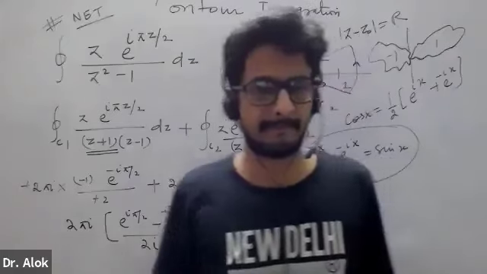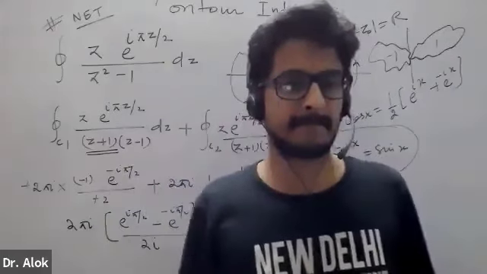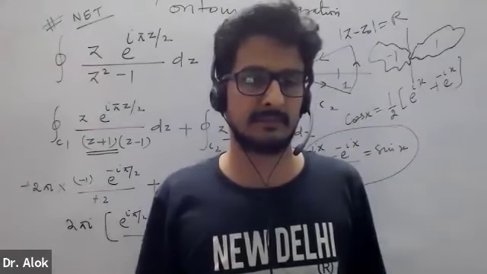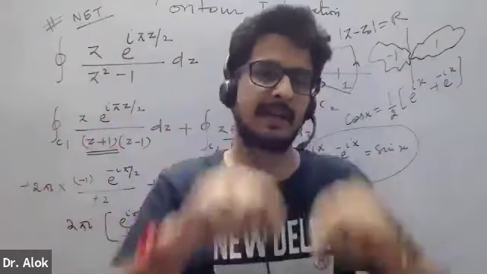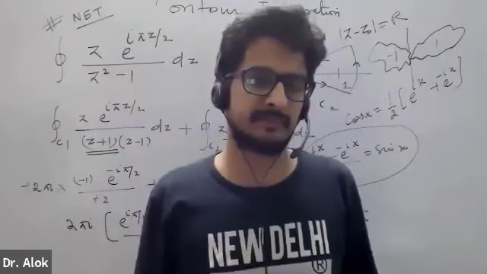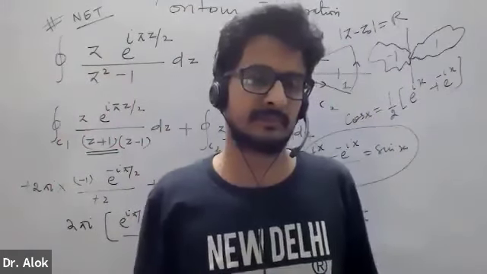Sir, if a pole is given on the surface of the contour, on the surface, it is just like a wire. Yes, sir. Then this is not.